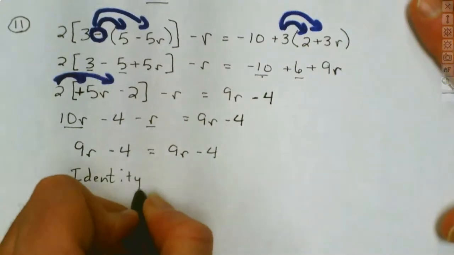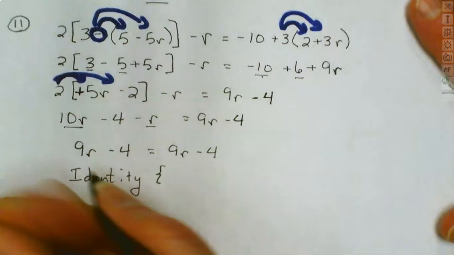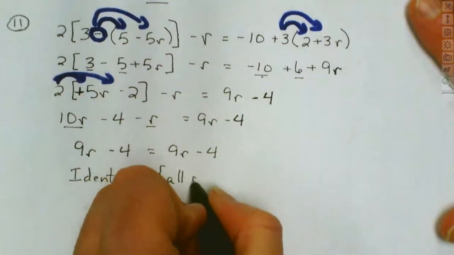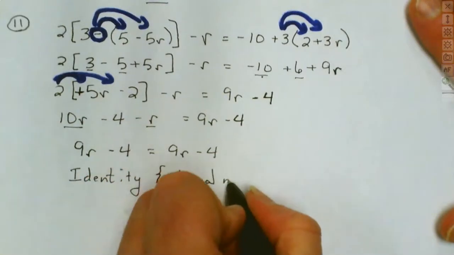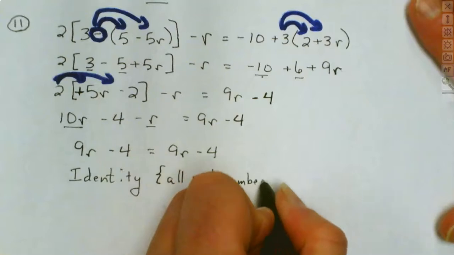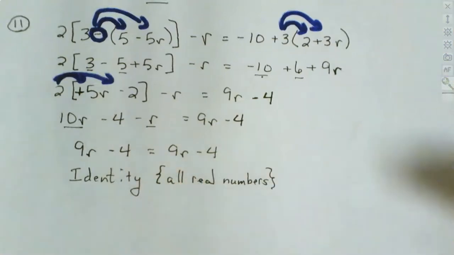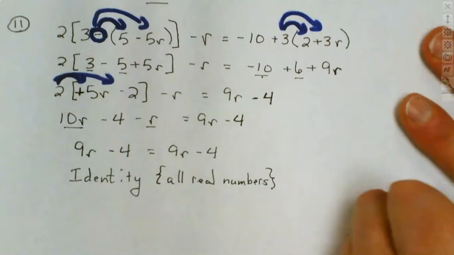And the solution set for the identity is all real numbers. Some textbooks use negative to positive infinity, and that's okay too. But ours uses all real numbers, so that's what we're going to be using for our solution set.